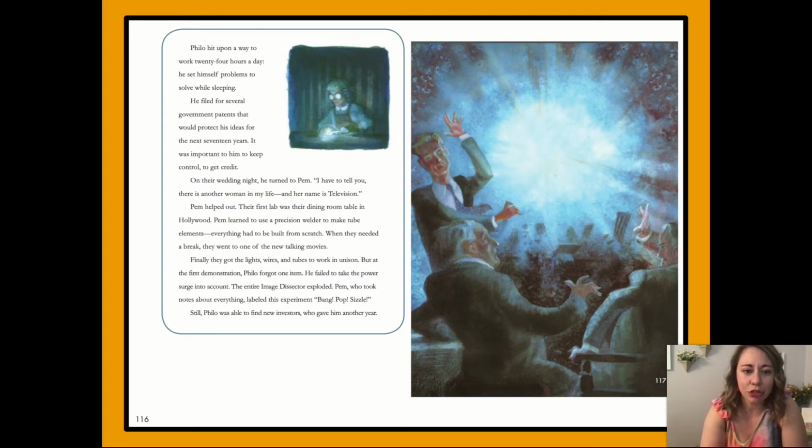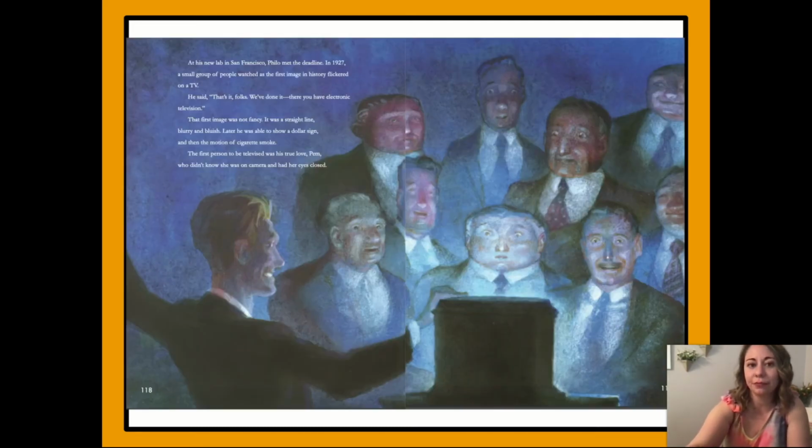But at the first demonstration, Philo forgot one item. He failed to take the power surge into account. The entire image detector exploded. Pem, who took notes about everything, labeled this experiment bang, pop, sizzle. Still, Philo was able to find new investors who gave him another year. At his new lab in San Francisco, Philo met the deadline.